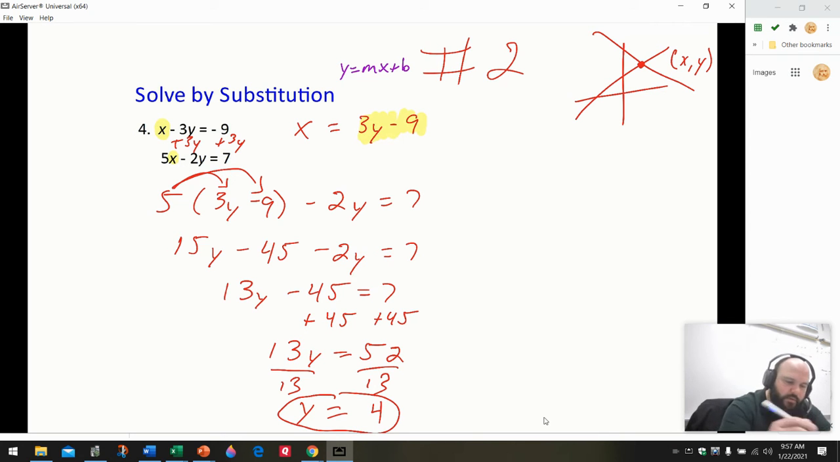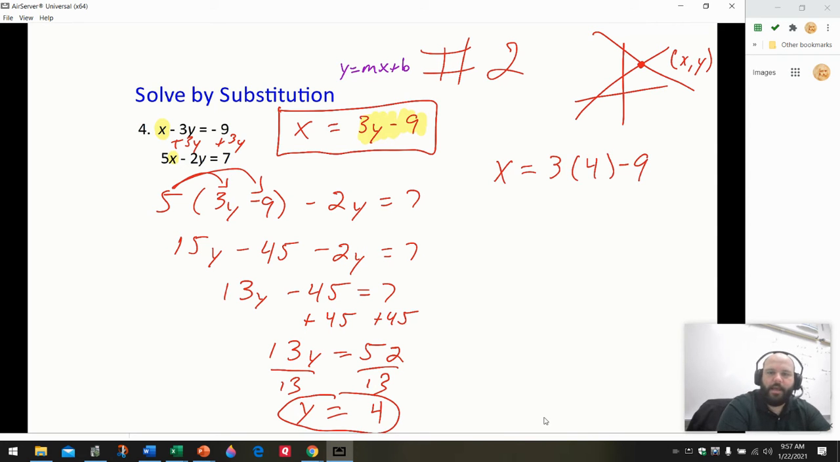And the way that we're going to do that is we're going to substitute it back into any one of these equations, right? Now, since we're looking for the x value, this one right here is already solved for x, so that makes the most sense to substitute back into. So I'm going to go ahead and utilize that equation, x equals 3y minus 9, but in place of the y, I'm going to write a 4, just like that. And then once I do this, I can simply follow PEMDAS and solve for x.